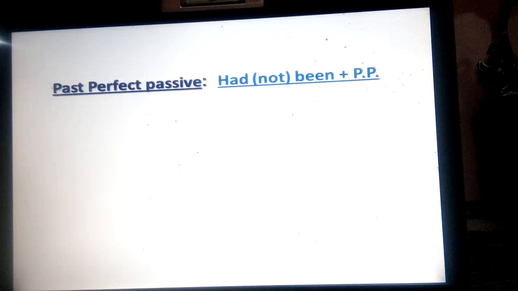Past perfect passive: had and been and past participle. Had been past participle, and in the negative hadn't been past participle. الماضي التام في المجهول عبارة عن had أو نفيها hadn't و been و past participle.